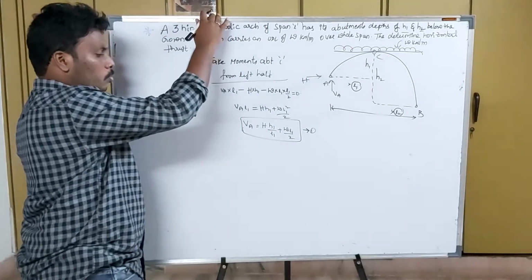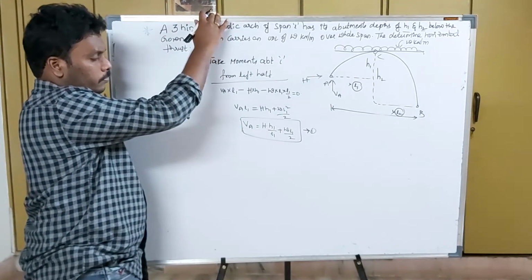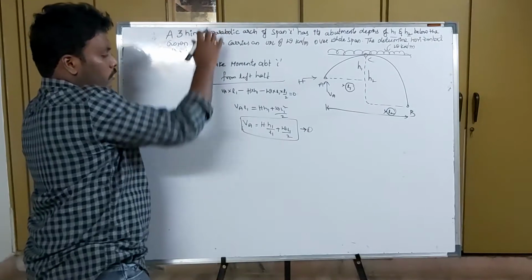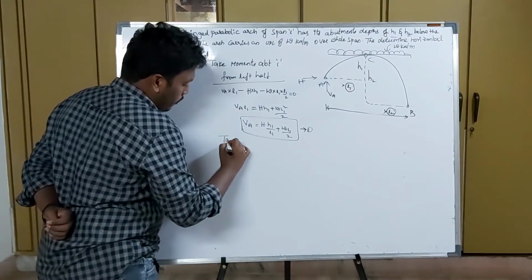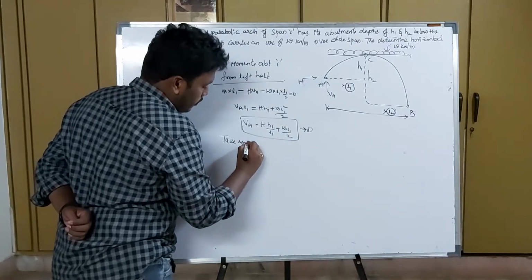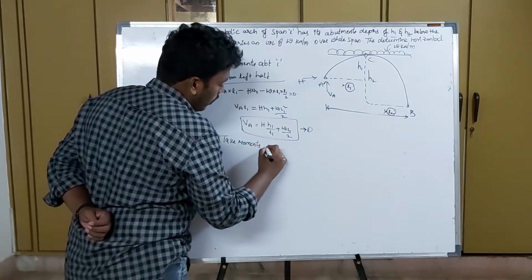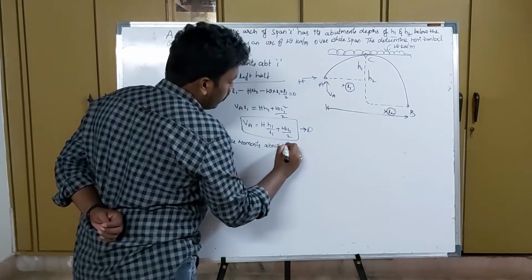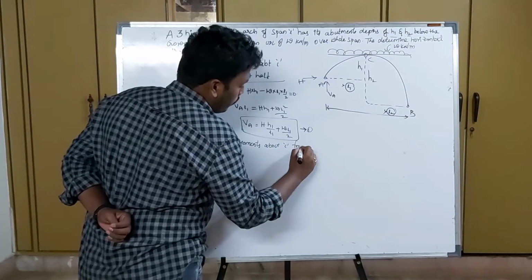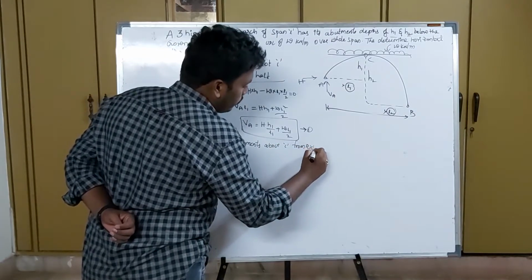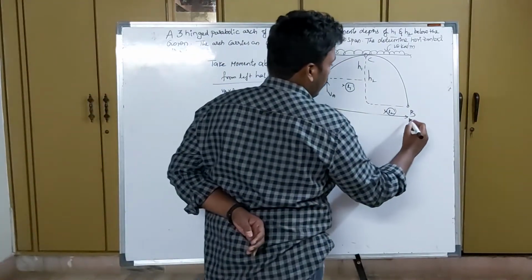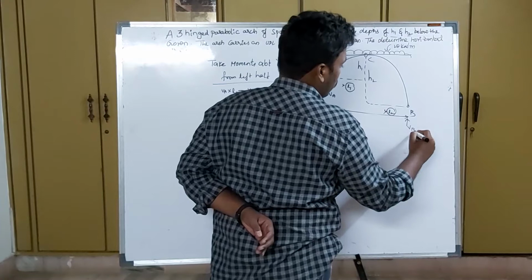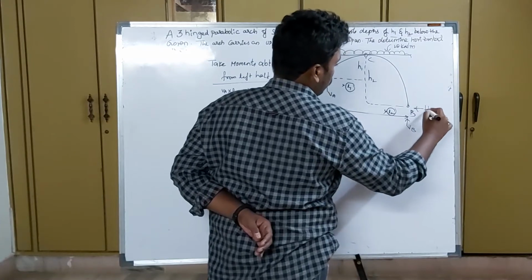So now, sorry for the inconvenience, take moments about C from right side. So what happens to the equation now? ఇక్కడ మనకి VB ఉండాలి and the horizontal thrust H ఉండాలి.